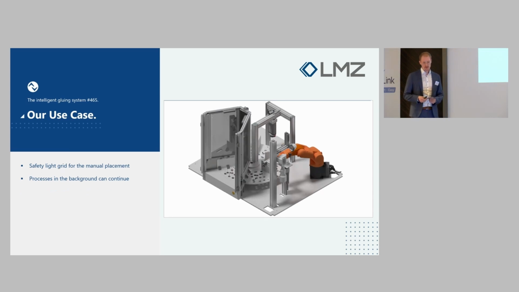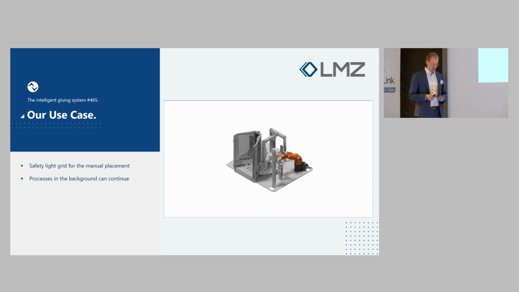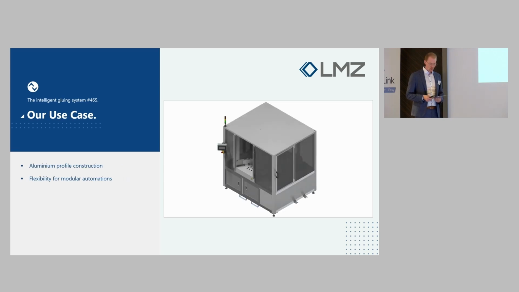By separating the insertion area in front of the system with the help of a safety light grid and mechanical shielding, we are able to have the automatic process in the background while the operator has the time to insert the articles in front of the system, and this is very positive for our cycle time. Our machines are basically based on aluminum profile construction, so we can be flexible and modular.